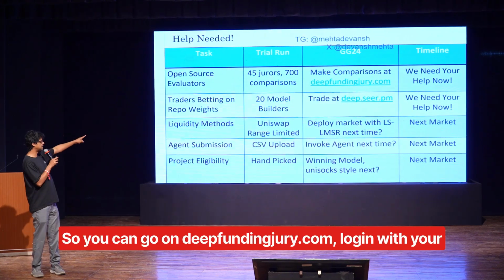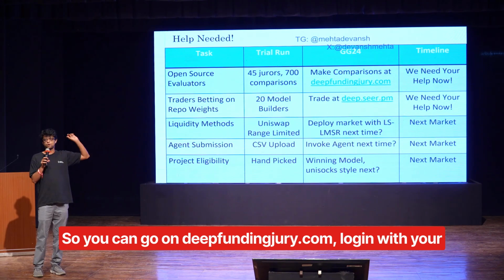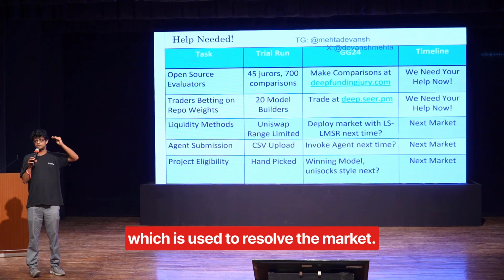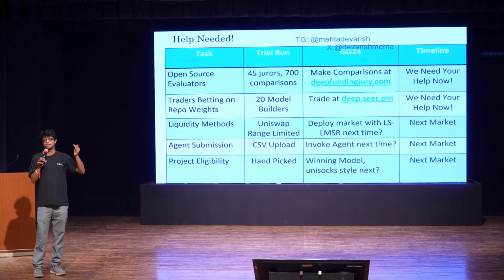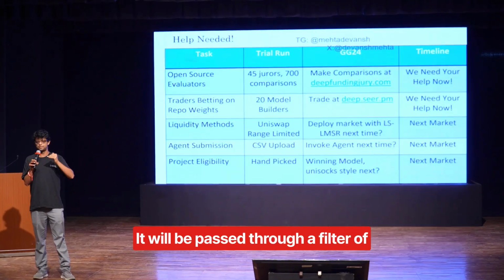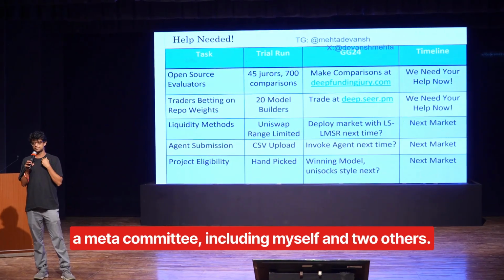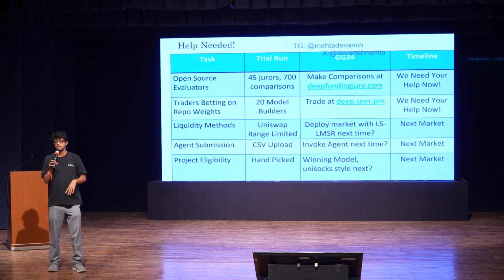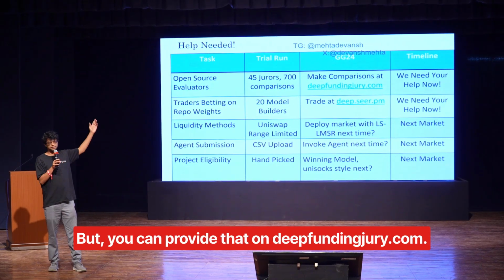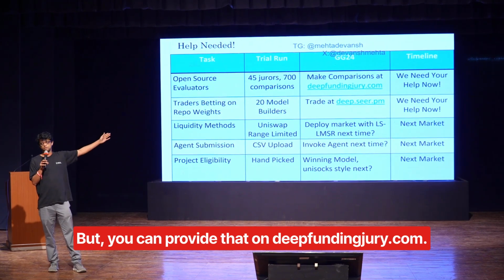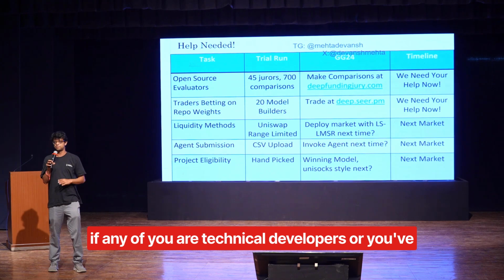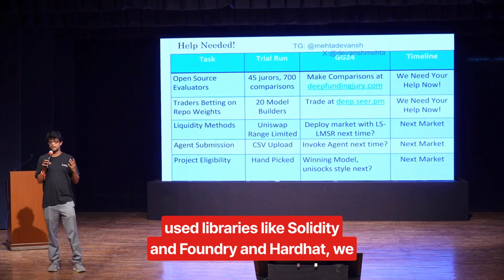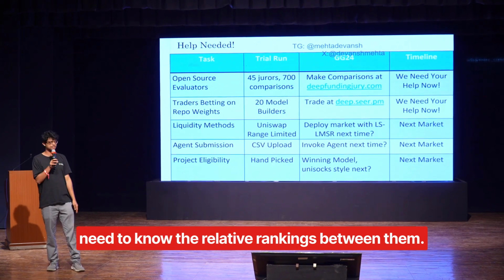So you can go on deepfundingjury.com, log in with your ENS name, and after that, you can provide data which is used to resolve the market. It will be passed through a filter of a meta committee, including myself and 2 others. So we won't accept any random ratings, but you can provide that on deepfundingjury.com. If any of you are technical developers or you've used libraries like Solidity and Foundry and Hardhat, we need to know the relative rankings between them.